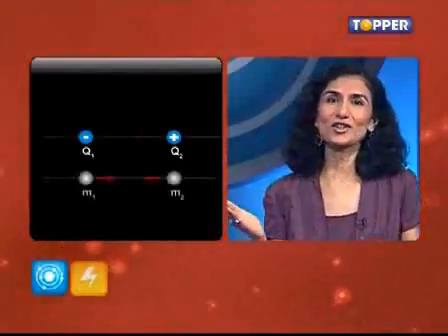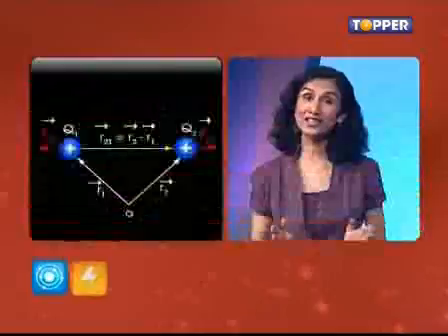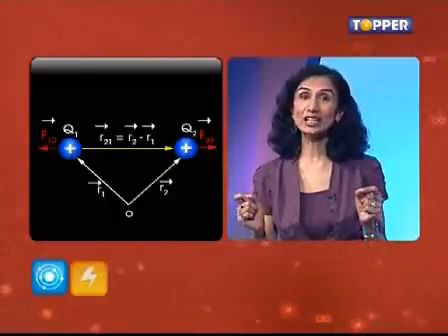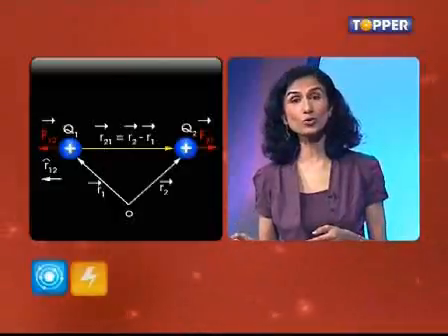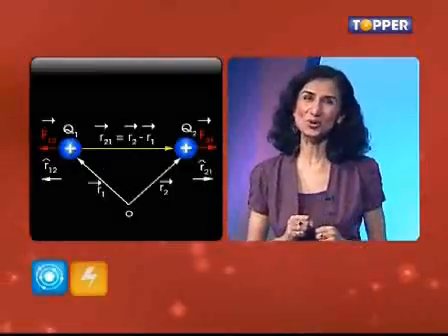The direction of electrostatic force that two charges exert on each other is along the line joining the two charges, just like the direction of gravitational force between two masses. Since Coulomb's force is a vector, the law can be written vectorially. F12 can be written as K Q1 Q2 over r square times r12 cap. Here, F12 is the force on Q1 due to Q2, directed along the unit vector r12 cap. Similarly, the force on Q2 due to Q1 will be directed along r21 cap as shown.